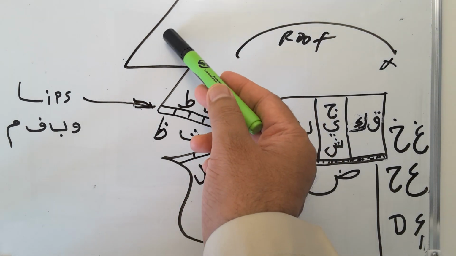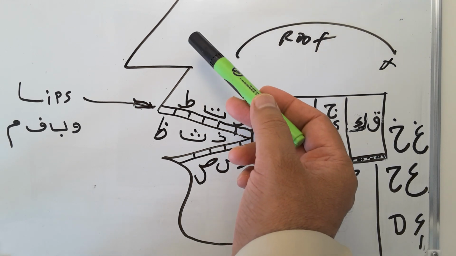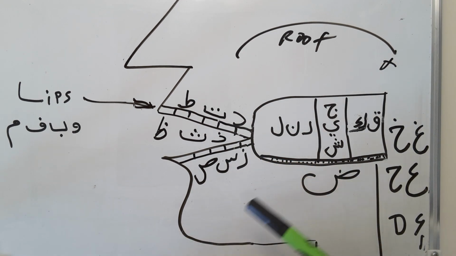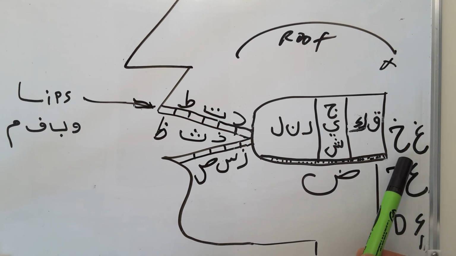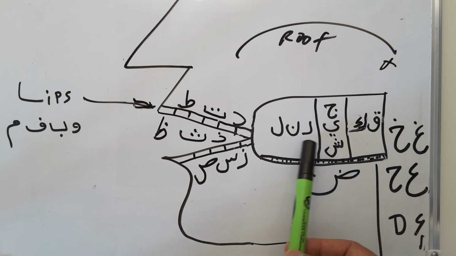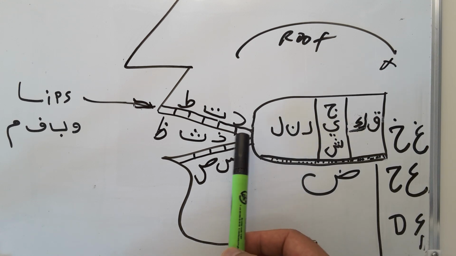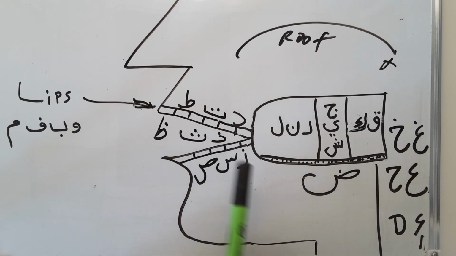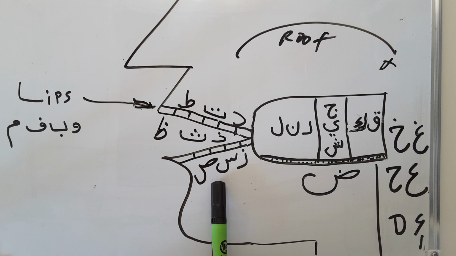There are two letters for the Noon and Mim, for the Ghunna, for the nose, but we'll come to that later. I don't want to mix them too much up at the moment. This is all you'll find. All the letters of the alphabet are here, so you can pronounce them. Okay, so you have Hamza, Ha, Ain, Ha, Ghain, Kha, Qaf, Kaf, Jim, Ya, Shin, Ra, Noon, Lam, Dal, Ta, Ta, Zal, Tha, and Dha, Zay, Sin, and Sod.